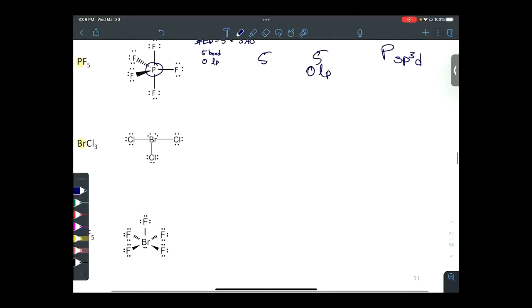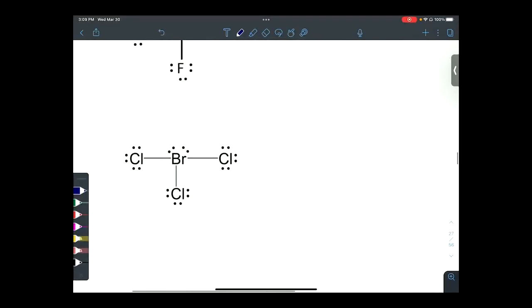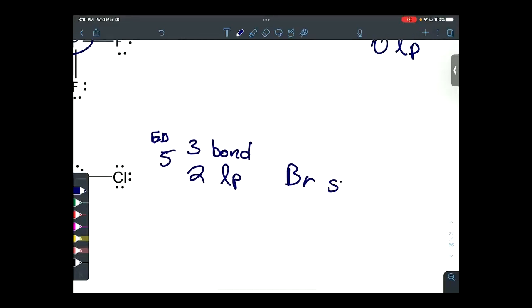Okay, let's keep going. All right, bromine. Same idea. How many electron domains are on bromine? 5. In this case, it's 3 bonds and 2 lone pairs. No big deal, though. It's still 5 electron domains. So what is the hybridization of that central bromine atom? sp3d. So it's the exact same thing.